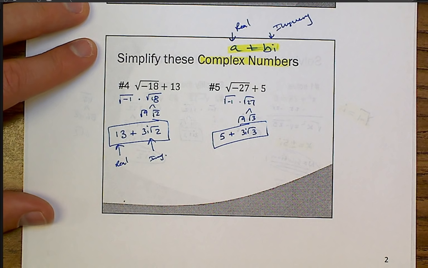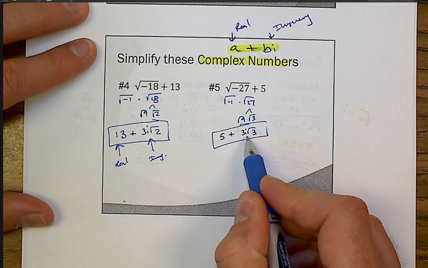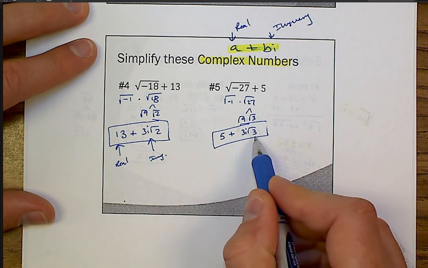We got to keep them separate. We can't combine the real and the imaginary. We can't make this 8i radical 3. This is the real, this is an imaginary. They need to stay separate.